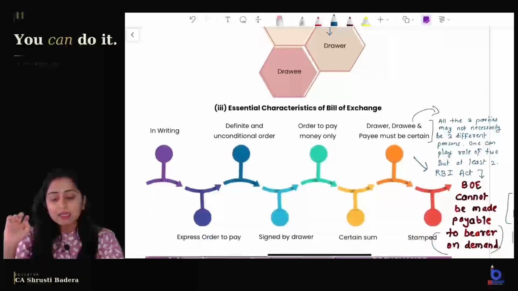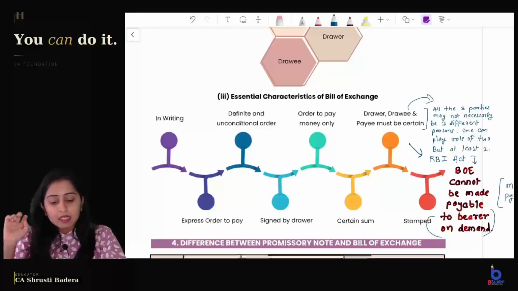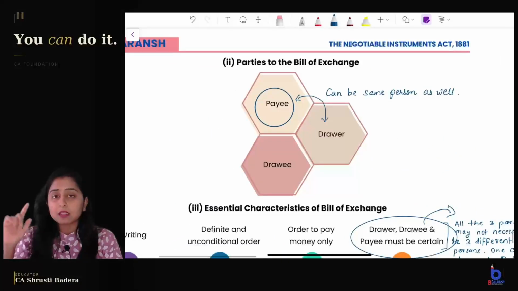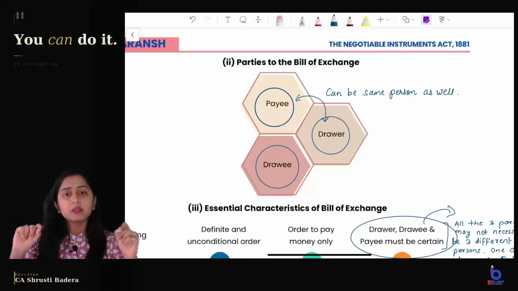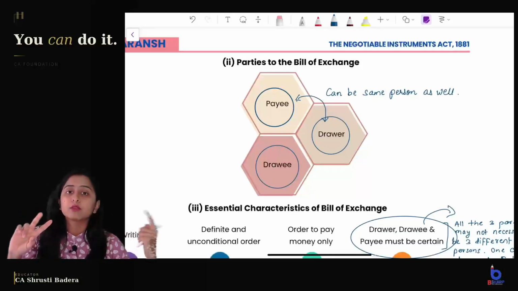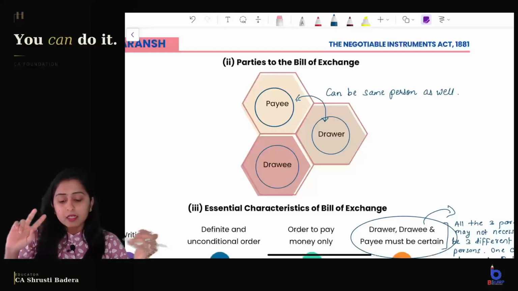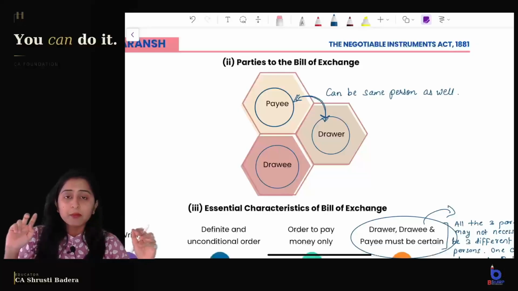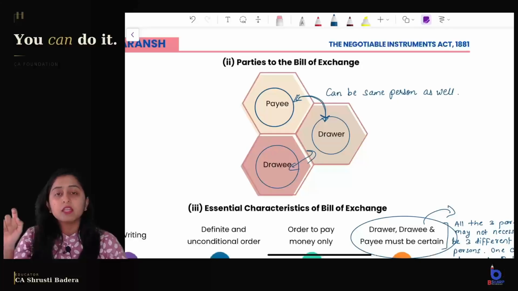But when we come to the characteristics, here we will see drawer, drawee and payee. Again, how many parties? There are 3 parties. There, in a promissory note, there were 2 parties; here, payee, drawer and drawee. The one who is drawing the bill of exchange is the drawer. On whom it is drawn, that is the drawee, and the person who is going to receive the payment is the payee, right? So in case of a bill of exchange, the payee and drawer can be the same person also. Why? Because I can say, I order Mr. C to pay rupees 10,000 to me. So I am the payee and I am also the drawer, but at least 2 parties have to be distinct.